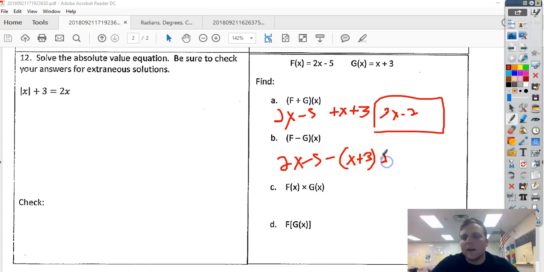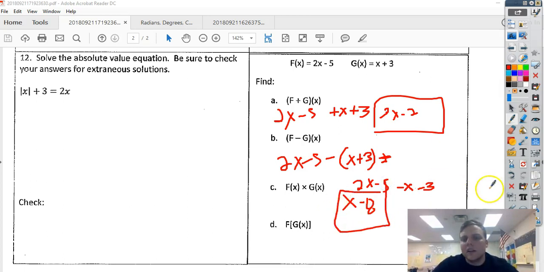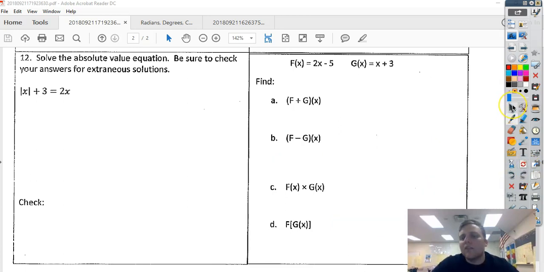So I get 2x minus 5. Let me write it down here. So I get 2x minus 5 minus x minus 3. Now, I put like terms together. 2x minus x is x. And then negative 5 minus 3 is negative 8. So you get x minus 8. Okay. Maybe that's as far as you got. If you did not do C or D yet, take a moment and try to do C and D.